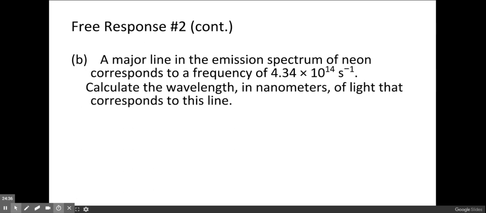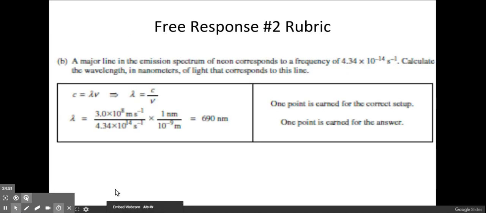Remember, frequency, a lot of times they say it's in hertz. Inverse seconds in hertz is the same thing. The other thing is be careful. They want the final answer to be in nanometers. Go. Okay, so here we have the answer to question B.